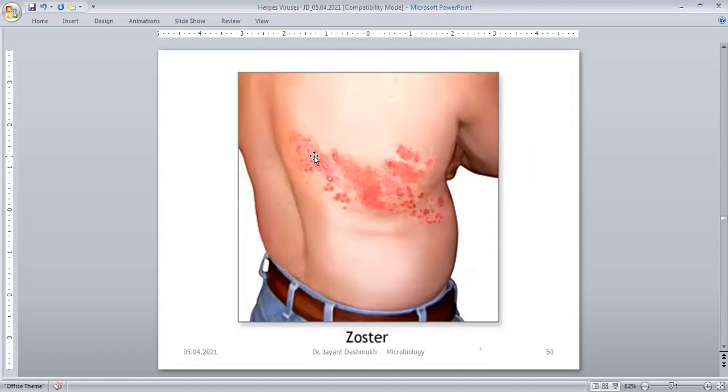And the commonest site is D3 to L2. This site is most commonly present in the adult presentation. Commonest sites are D3 to L2 and the trigeminal ophthalmic branch. These are the commonest reactivation sites of chickenpox associated with herpes zoster.